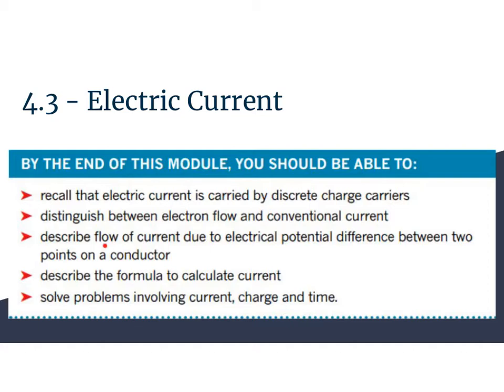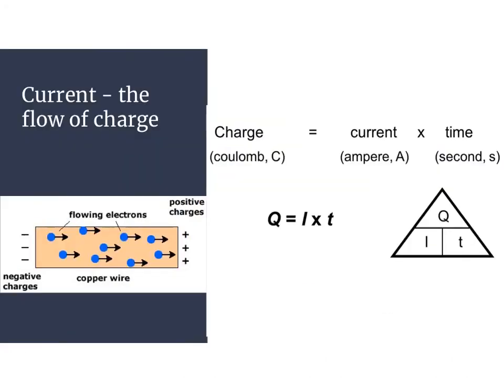And we want to describe the flow due to an electric potential difference between two points on a conductor. And we want to describe the formula used to calculate current and also solve problems involving current, charge, and time. And so let's have a first look at the definition of current, okay?